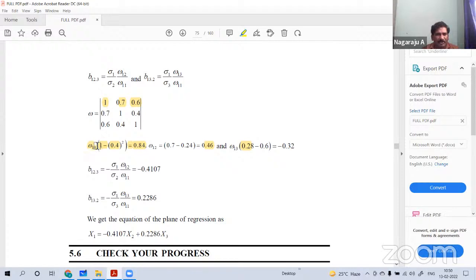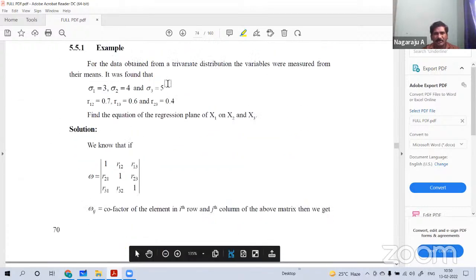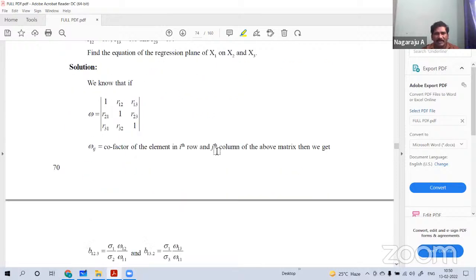So W11 equals 1 minus 0.4 whole square, equal to 0.84. W12 equals 0.7 minus 0.24, equal to 0.46. W13 equals 0.28 minus 0.6, equal to minus 0.32. I got W1, W2, W3. For the B12 coefficients I needed sigma 1, sigma 2, sigma 3, which were already given at the top in the question. I want to calculate R12, and W1, W3 I already have.